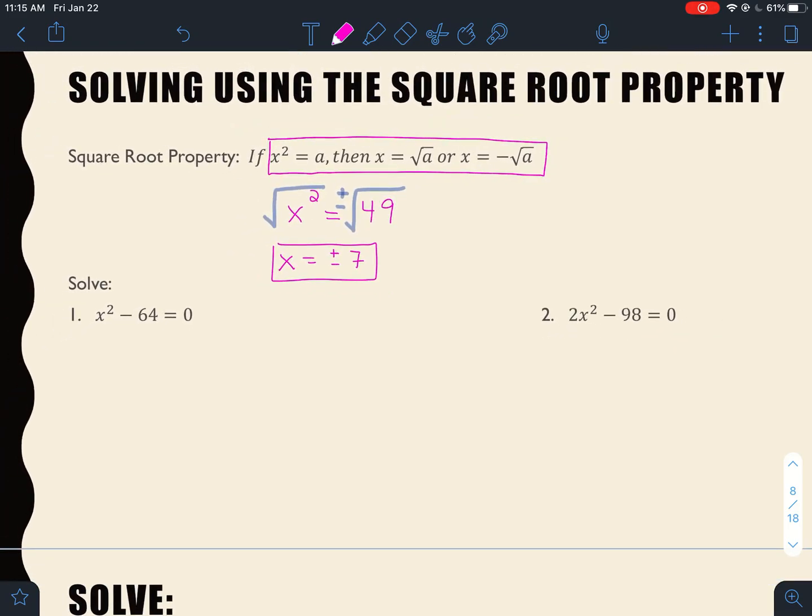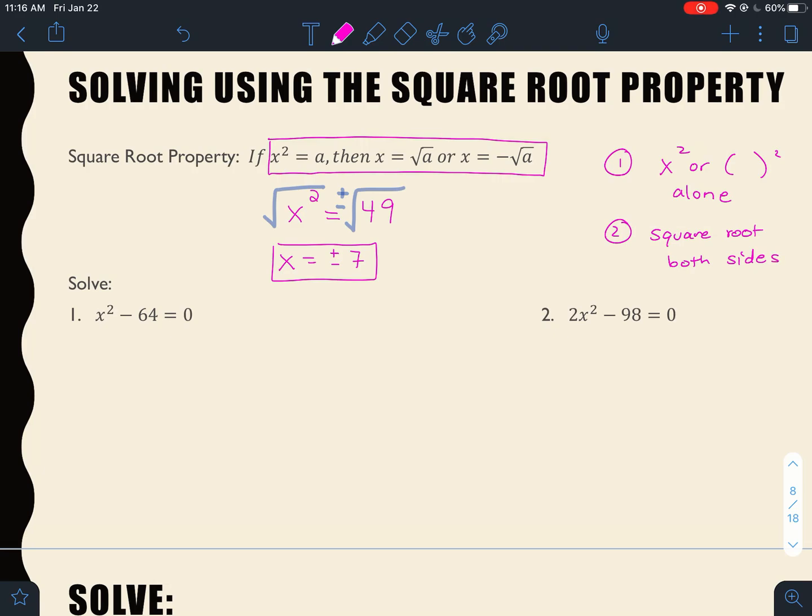So if you have something squared in an equation, and it's the only variable term, it's just one expression squared, your steps are: get the squared term alone. Whatever term is squared, you want to get it alone. And then you take the square root of both sides.